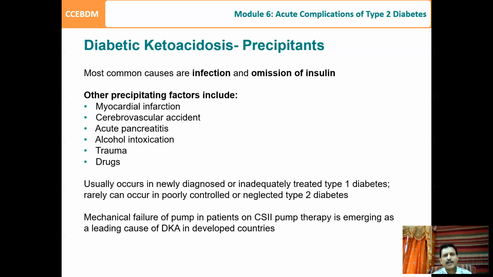Now, other precipitating factors mostly occur in type 2 diabetes subjects when they develop diabetic ketoacidosis because of myocardial infarction, cerebrovascular accident, pancreatitis, alcohol, trauma, drugs. These mostly relate to type 2 diabetes subjects who develop diabetic ketoacidosis, though the possibility of diabetic ketoacidosis among type 2 diabetes mellitus is not very common. But type 1 diabetes often develops diabetic ketoacidosis, and the commonest causes for them are either infection or omission of the insulin.